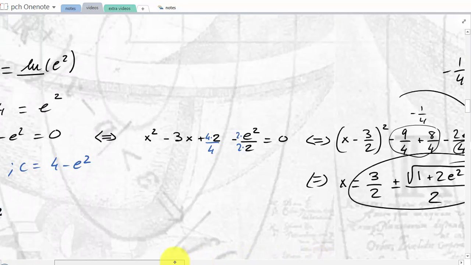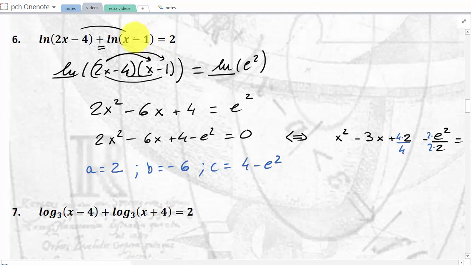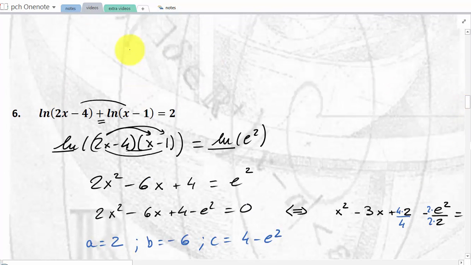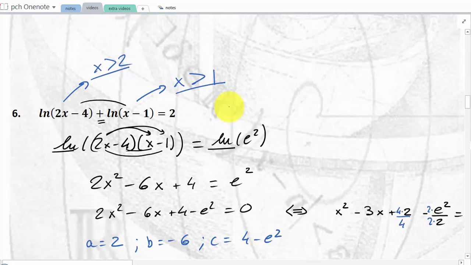Okay, so let's go back to our equation. What is the domain of this equation? From the second one, we want x above 1, and from the first one we want x above 2, right? X above 1 and x above 2. They both have to be true, okay? Therefore, x better be above 2.